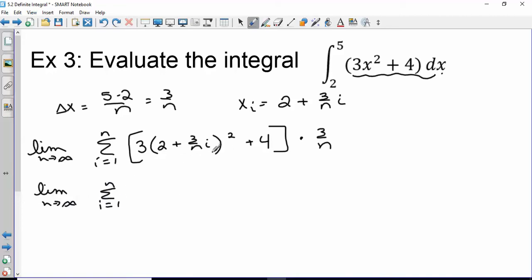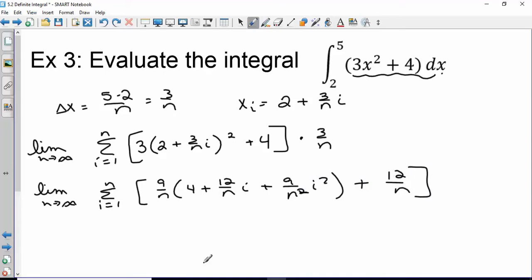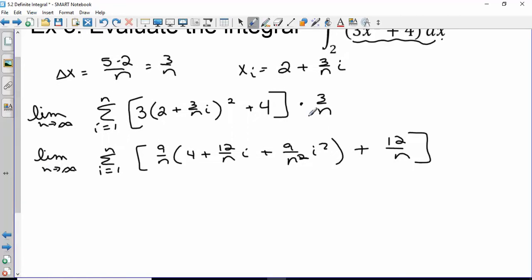Okay, so we have a lot of simplifying to do here. I have to distribute my 3 over n. So that would give me a 9 over n times, if I FOIL that parenthesis, that would be a 4, 12 over n i plus 9 over n squared i squared. So I distributed the 3 over n and I squared my parenthesis in that step.